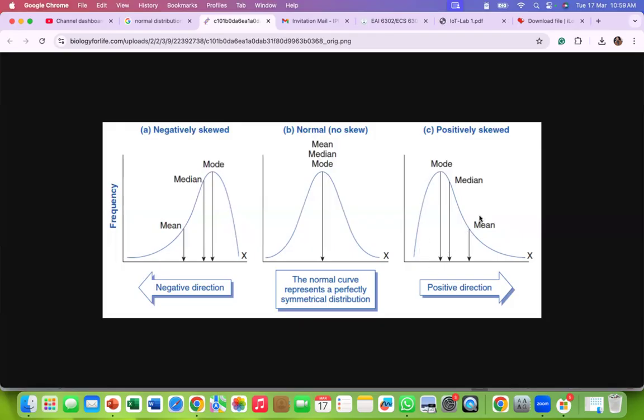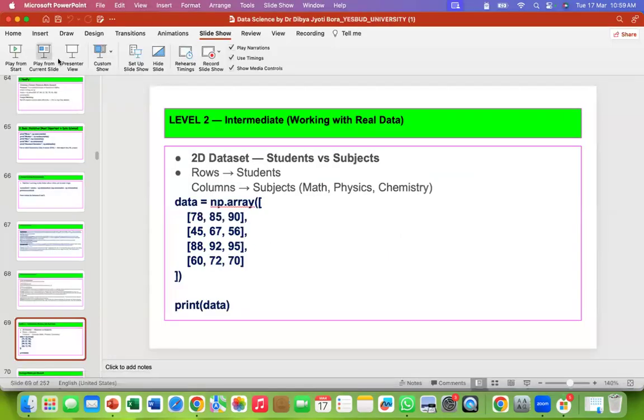Similarly, if the values are like this, that will be negatively skewed. This is the negative direction. So mean, median, mode, the values are here. So that is negatively skewed. And if it is normal, then you will find mean, median, mode here only, and both sides equally distributed. This is normal distribution. I hope it is clear.